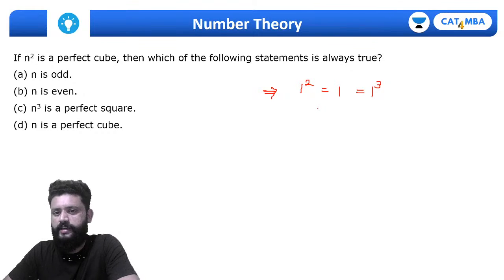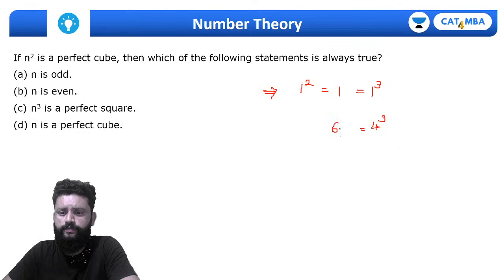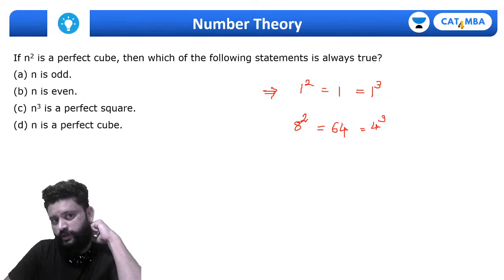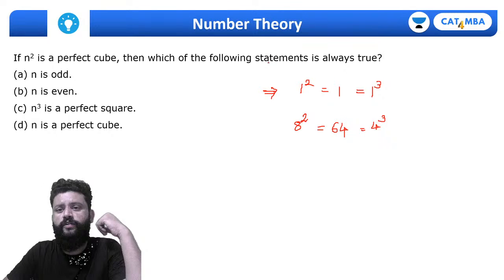It should be the square of something, and that should be a perfect cube. If I try 2 cube, 8 is not a perfect square number. Then 3 cube is 27, which is again not a perfect square number. But if I try 4 cube, we know it is 64. Then 64 is 8 square. So n square is a perfect cube. So this is n square. So if you look at this, which of the following is always true?